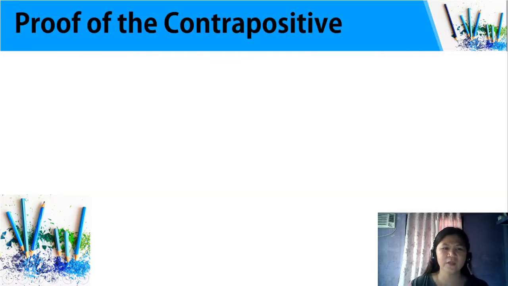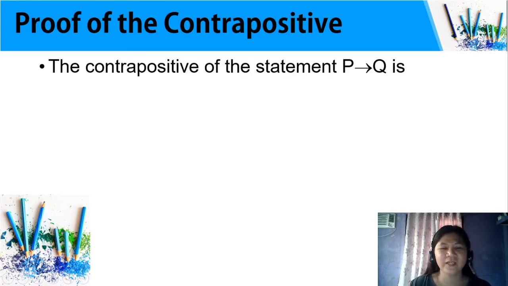If we use proof of the contrapositive, then if we have a statement if P, then Q, denoted by this symbol, its contrapositive statement is not Q to not P. We are interchanging the places of P and Q and we are negating the statements. So this symbol denotes the negation. So if it's stated positively, then the contrapositive must be stated negatively.